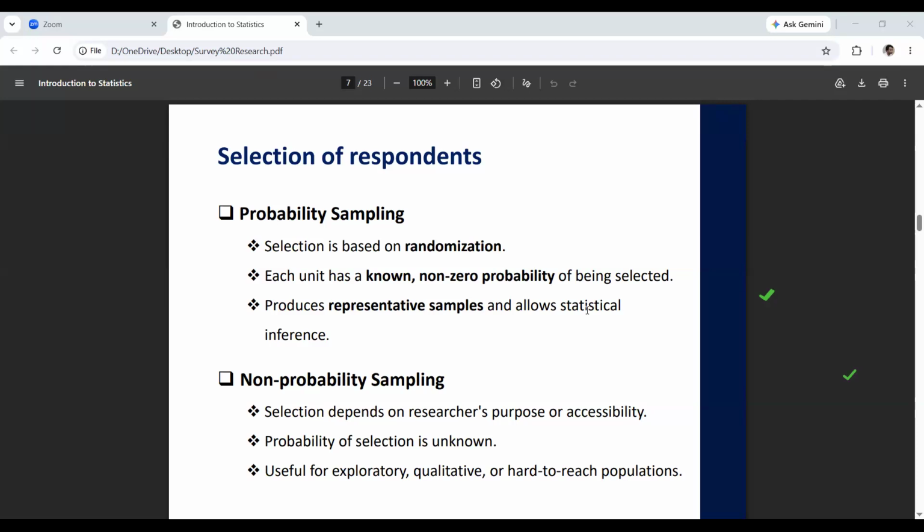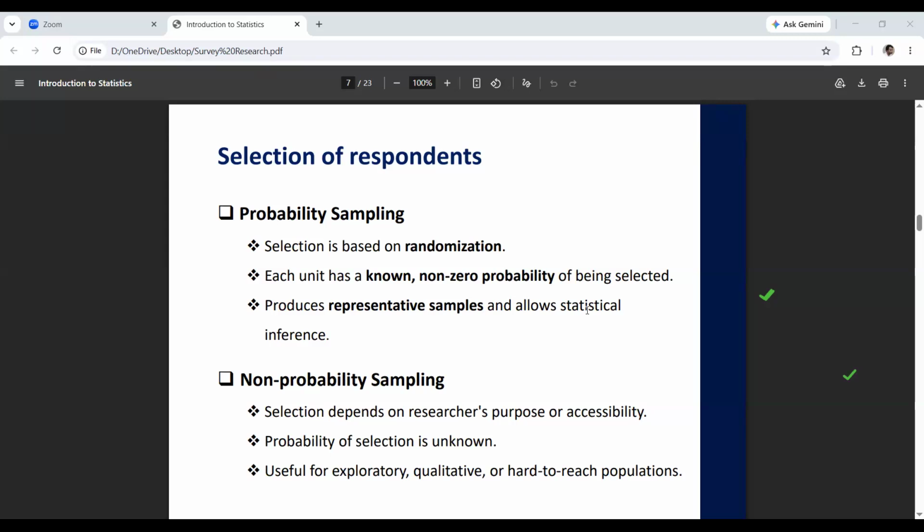We cannot afford this if we do not have enough resources in terms of human resources, monetary resources, and time. So what we do is non-probability sampling. Selection depends on the researcher's purpose, accessibility, and availability of resources. The probability of selection is unknown. We do not include any statistical probability. And this is useful mainly for exploratory research, when you try to answer why and how.